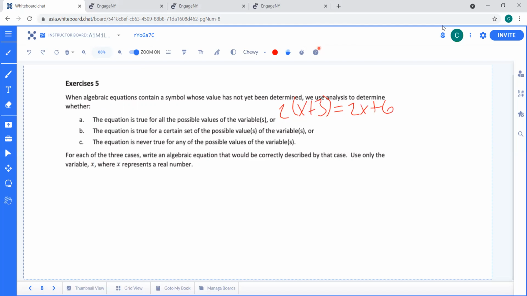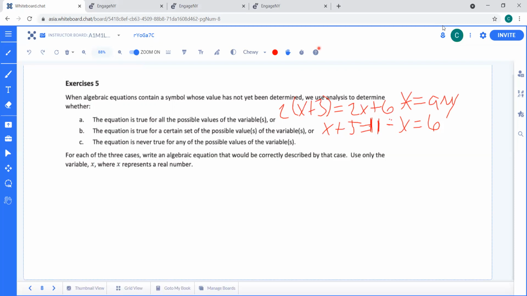Okay, what about x plus 5 equals 11? This is true only for what number? X can only be 6. This x can be any number. X can only be 6 right here.